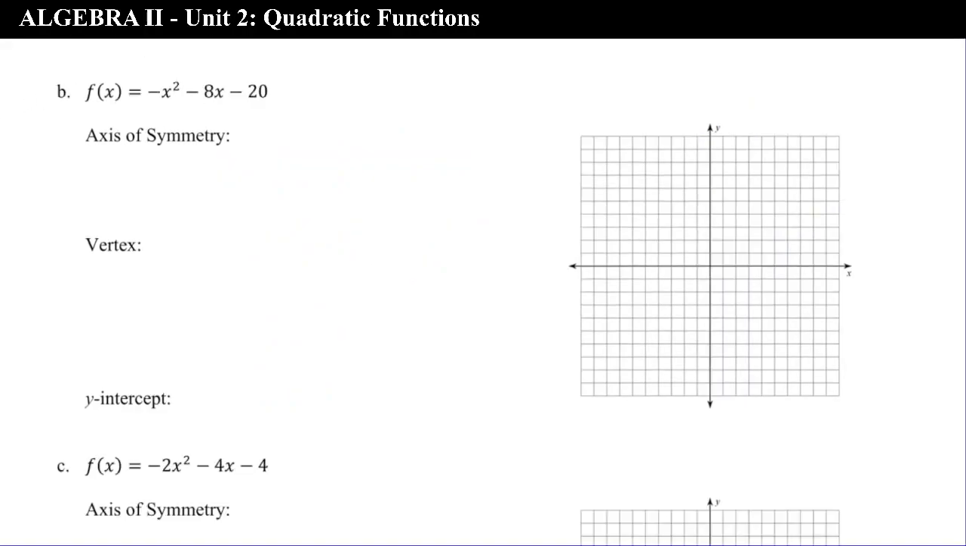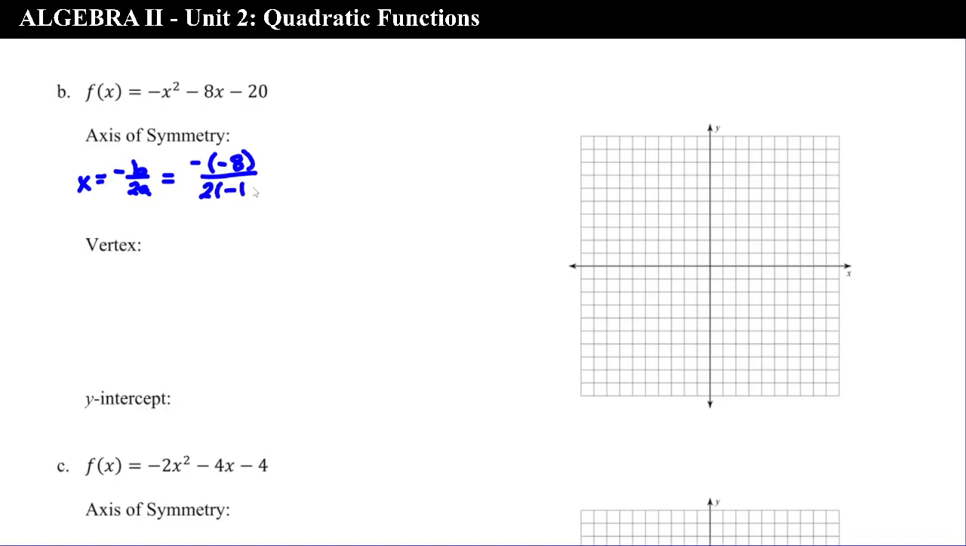Okay, let's do a few more examples, and we're going to run through these examples fairly quickly because they all ask for the same thing. We're just going to get some repetition in and some practice. So the axis of symmetry is x equals negative b over 2a. B in this case is negative 8.